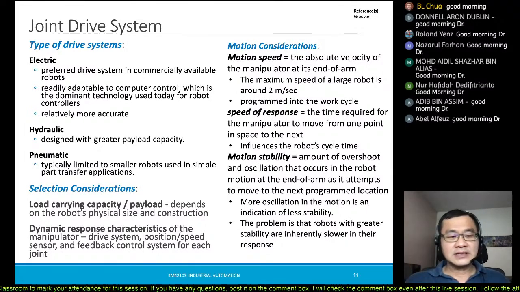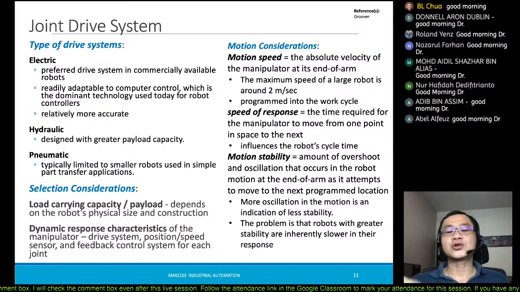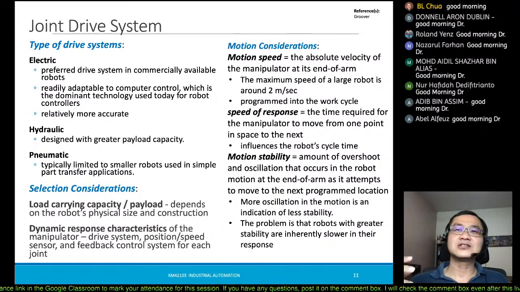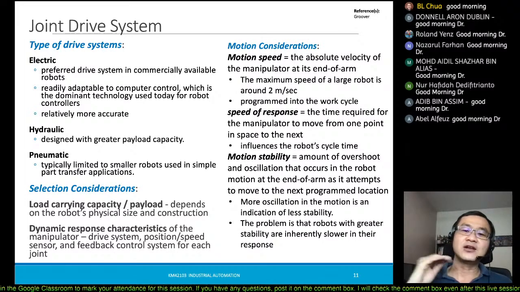Okay, so in order for you to do the selections, you may first consider the payload or the load carrying capacities, and also the dynamic response characteristics, that includes the positions, the so-called speeds, the accelerations that you would want your system to perform, right? Also, because of the feedback control systems that usually exist in the joint itself. Remember, feedback control system, you have been exposed to this term in the control systems course before, okay? So you have that kind of looping behind it, how fast they actually respond to that particular input signal before it actually reaches the final positions, right?